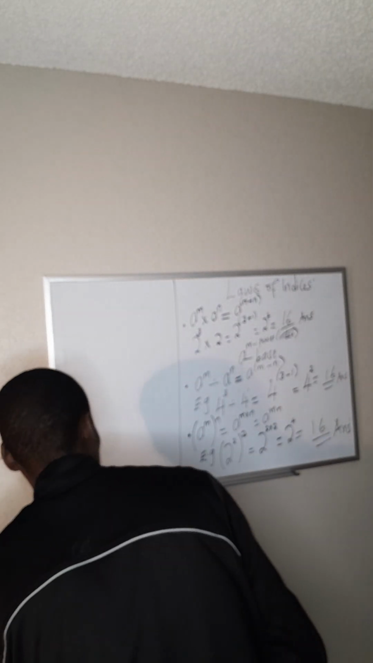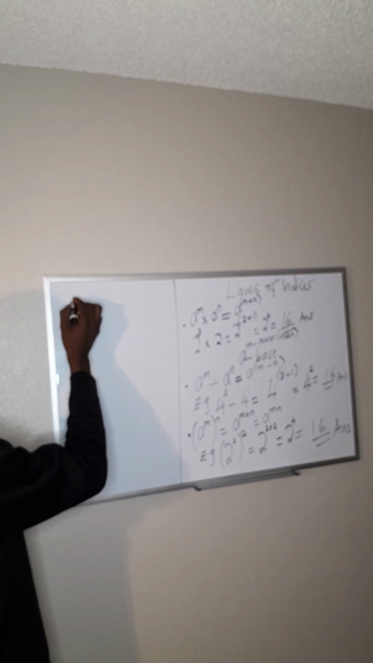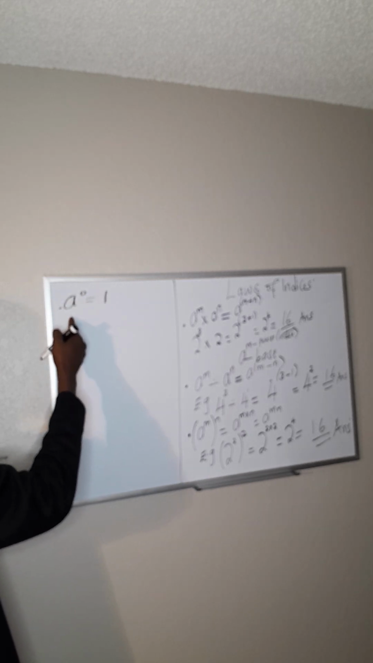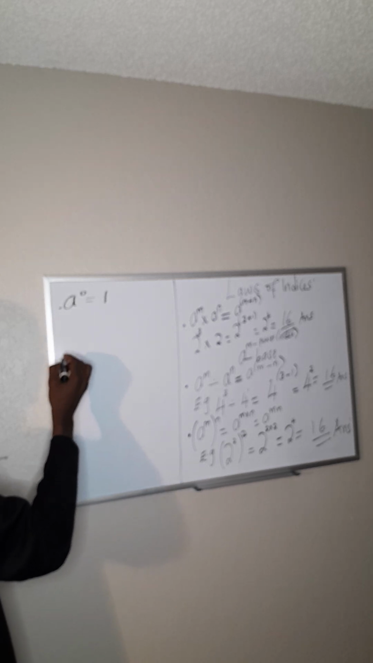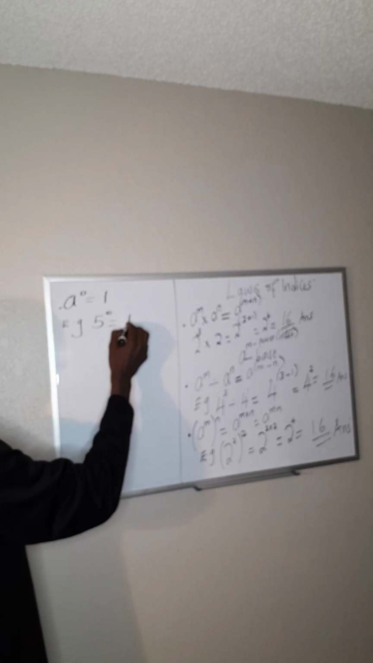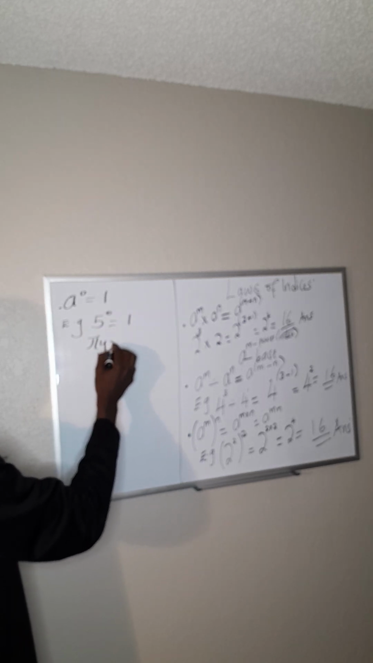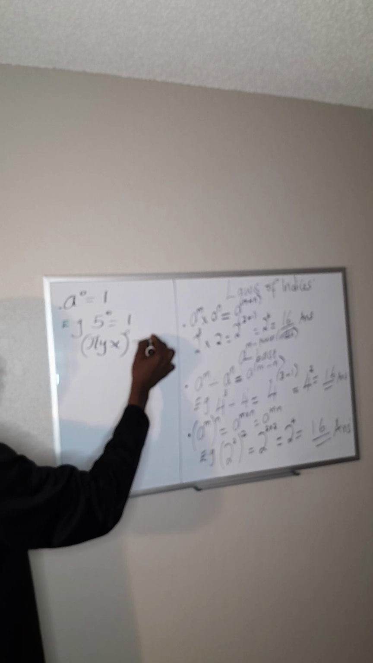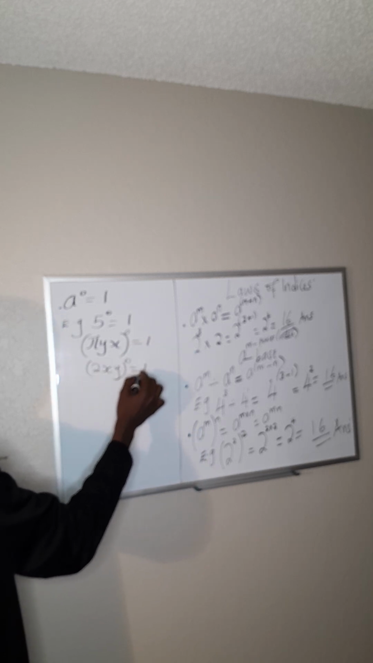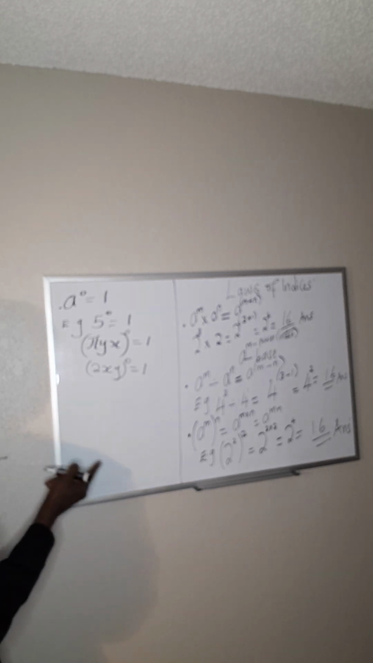Another rule of indices that I want you to take note of, that is also very important: a raised to the power of 0 is equal to 1. Any number raised to power 0 is always equal to 1. Therefore, e.g., if I have 5 raised to power 0, the answer is 1. If I have pi, y, x, everything raised to power 0, the answer is 1. If I have 2x, y, everything raised to power 0, it is equal to 1. Any number raised to the power of 0, the answer will always be equal to 1.